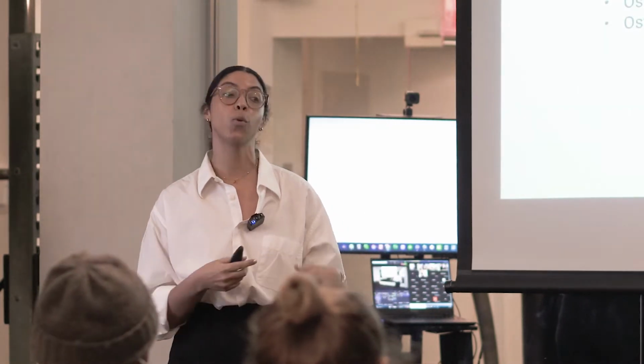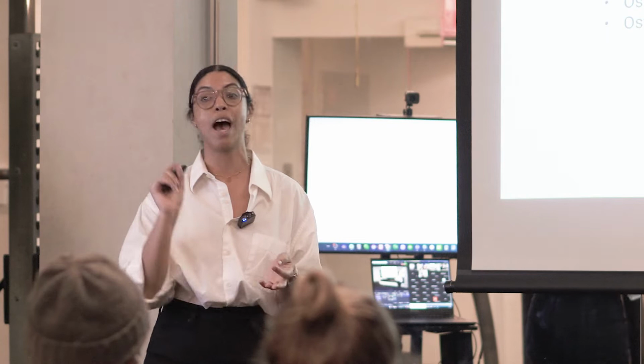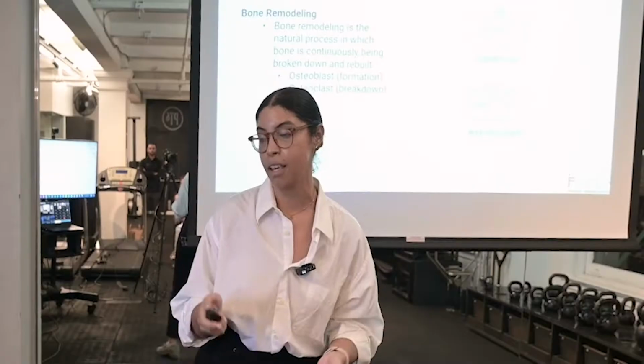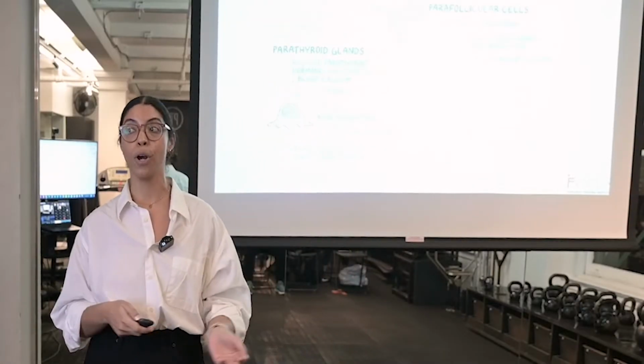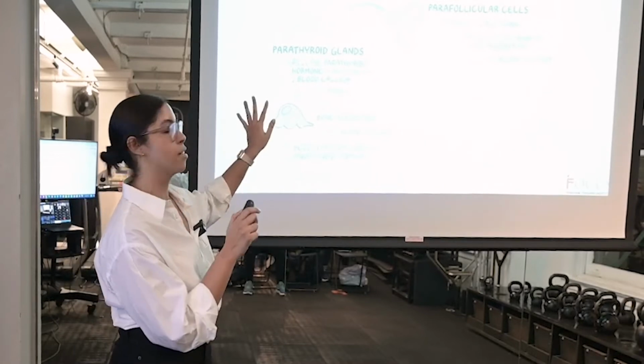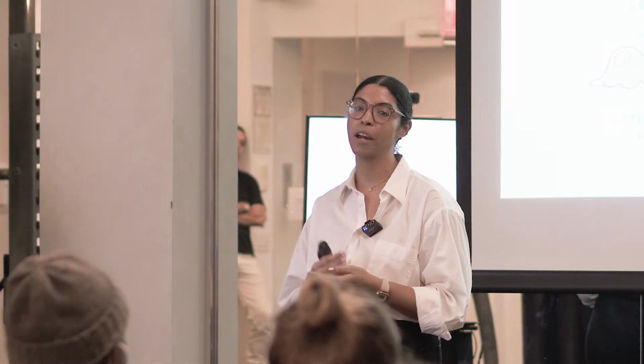So when we have an imbalance between these two cells, meaning we have more breakdown than actual formation of the bone, that is going to lead to osteoporosis. Bones are going to get weak and more prone to damage. This process, I know this looks like a lot, but I'm going to try and explain it. This process is very dependent on calcium.